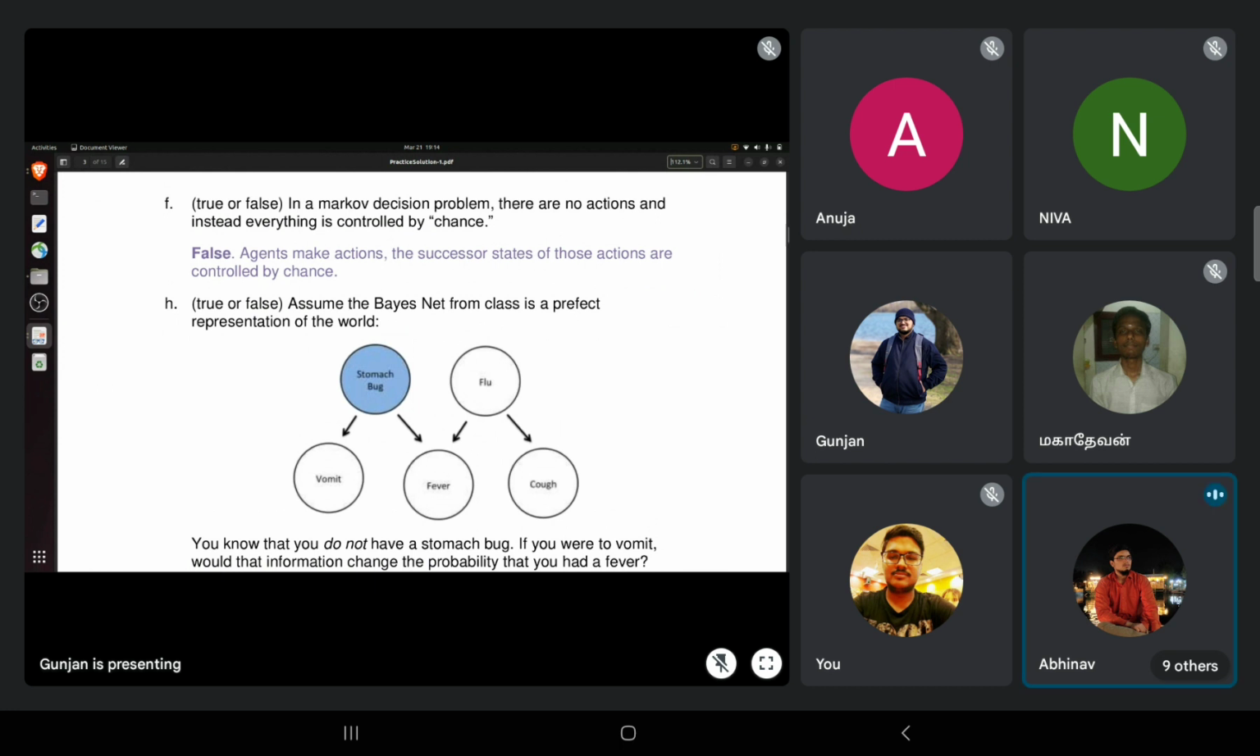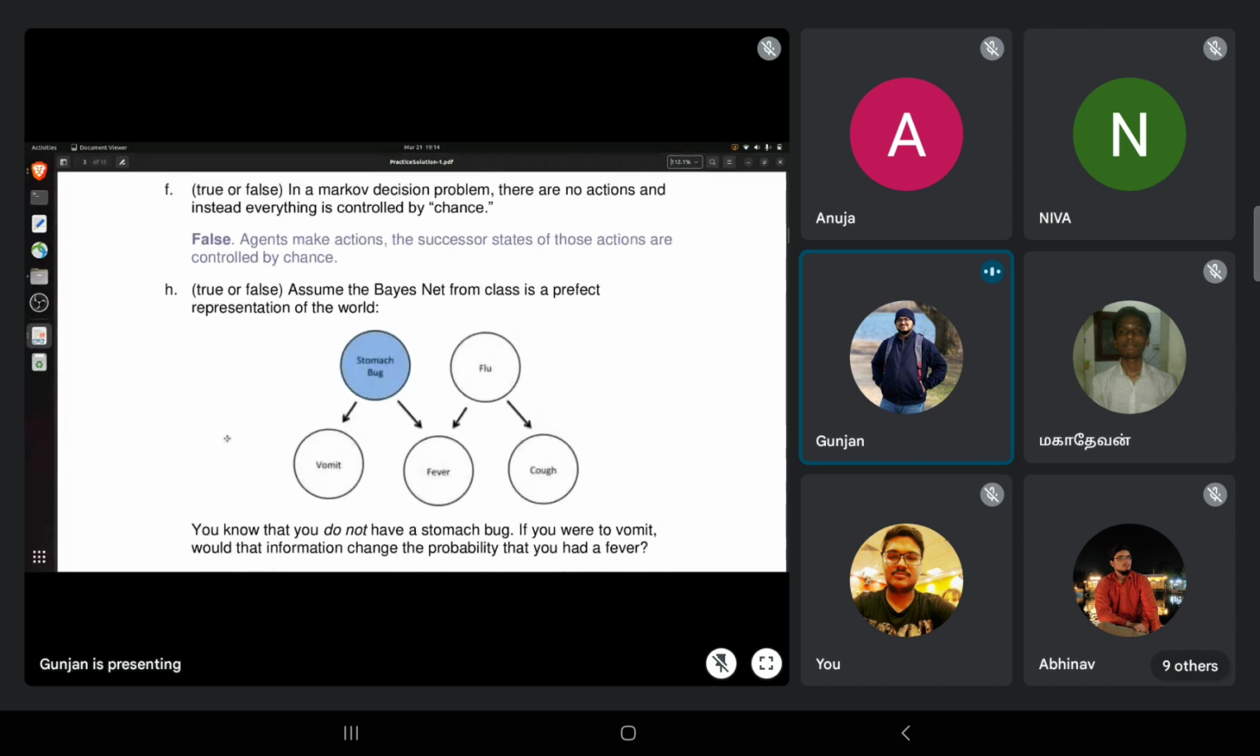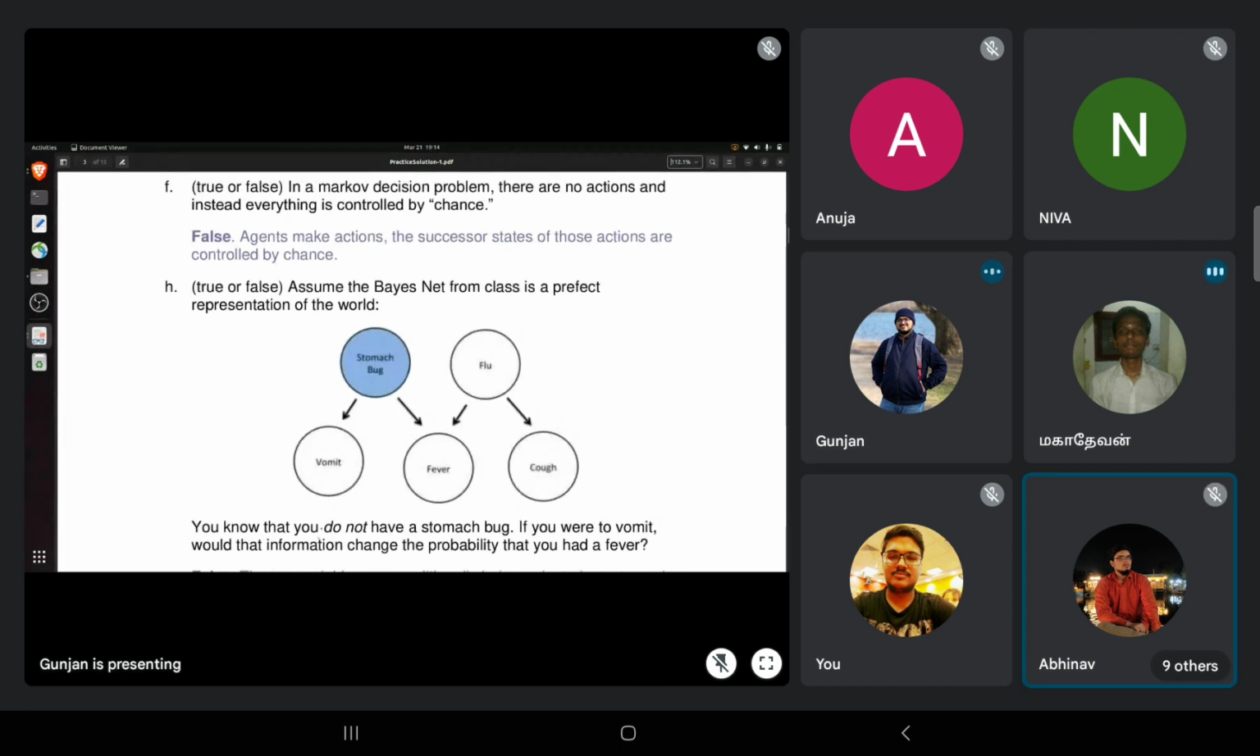Sir, can you repeat the statement? Yeah. The statement is written in the end. Okay, it's false, sir. Why? Because of the independence of the two variables depending on the stomach bug, sir. So it is false, sir.